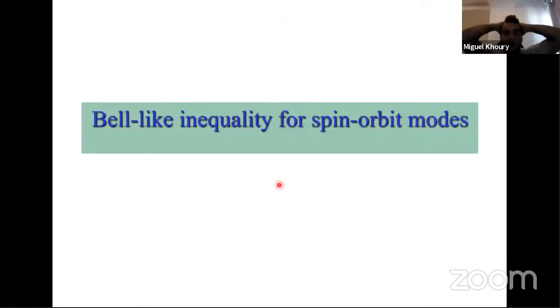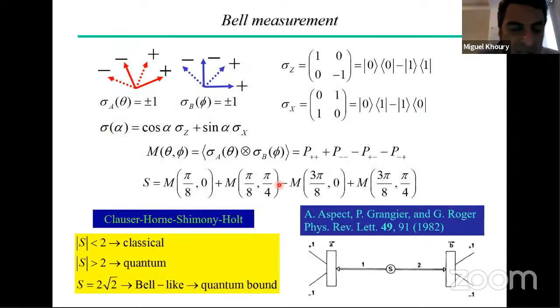So what about a Bell inequality in this context? How can quantum-like inequalities help us in this context? Well, the interesting thing is that, I just briefly recall here the Bell measurement scheme.